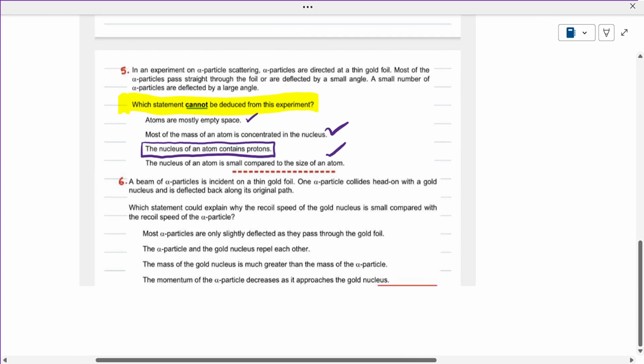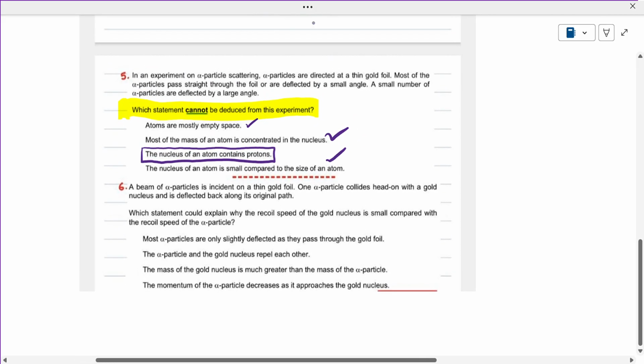Last question of today's lesson. A beam of alpha particles is incident on a thin gold foil. One alpha particle collides head on with the gold nucleus and is deflected back along its original path. So it is basically bouncing back. Which statement could explain why the recoil speed of the gold nucleus is small compared to the recoil speed of the alpha particle? So why is the recoil speed of the gold nucleus less compared to the alpha particle?